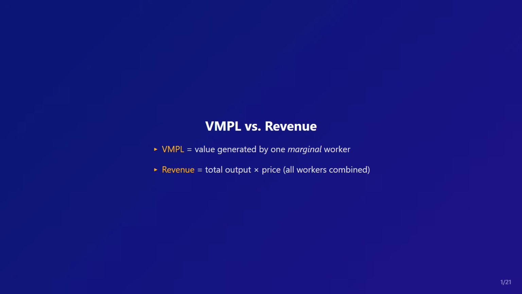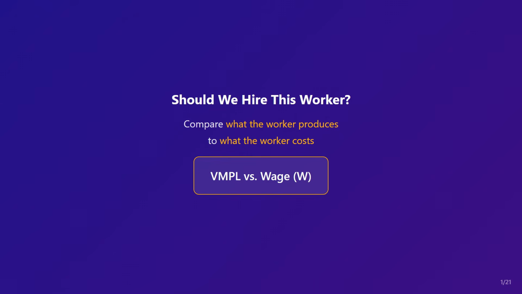Second worker, 800 times 10 equals 8,000 shekels. He also produces much more than his wage. Third worker, 600 times 10 equals 6,000 shekels. Still worth hiring. Fourth worker, 400 times 10 equals 4,000 shekels. Wait, here's something interesting: the value is already less than the wage.